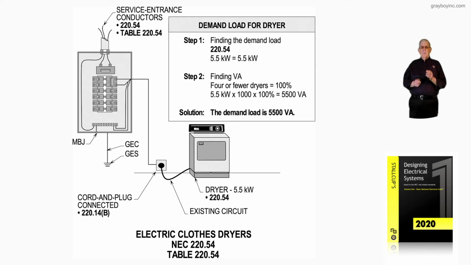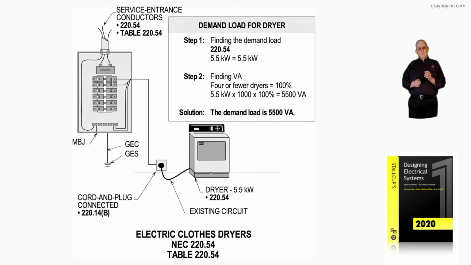So notice the demand load for the dryer. If we had a 5.5 kW dryer, as you see in the illustration, 4 or fewer, no demand, 100%. So that dryer in the solution would be at 100%. So it would actually be the connected load of the dryer at 5,500 VA after we took the 5.5 kW times 1,000 times 100% and converted it to VA. It would be 5,500 VA.